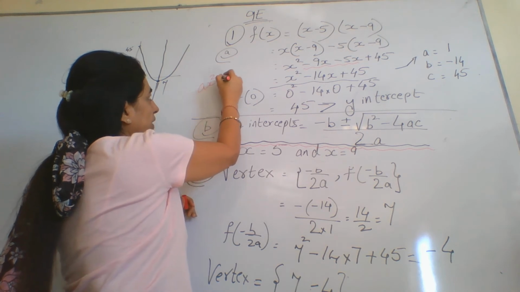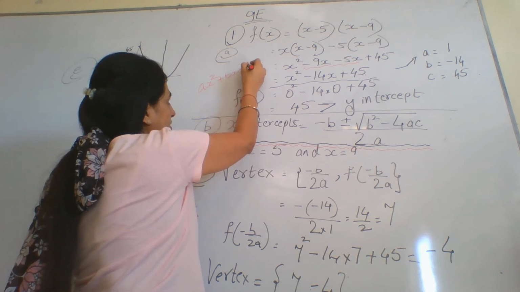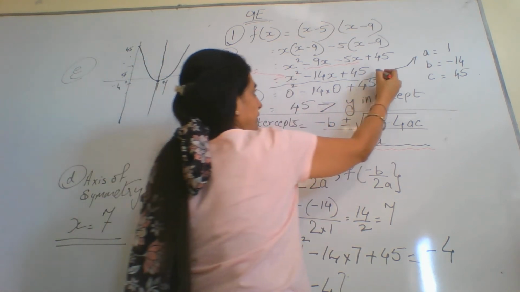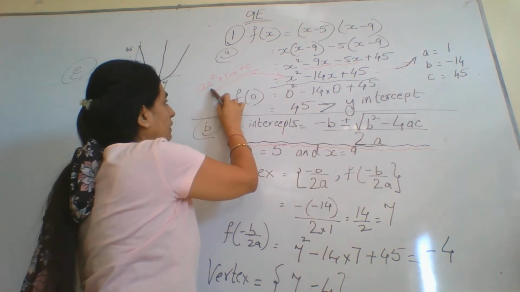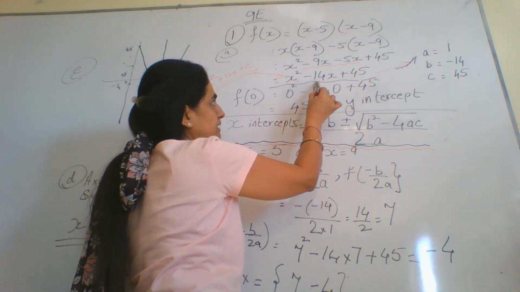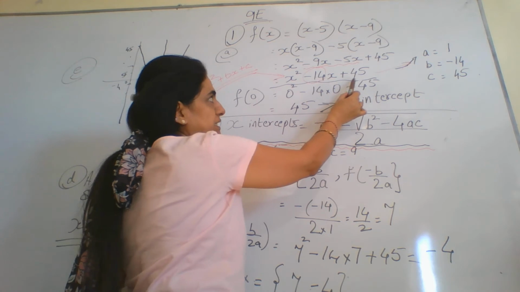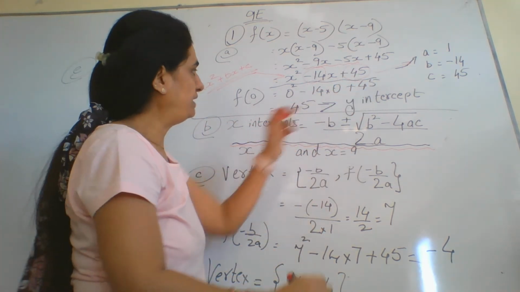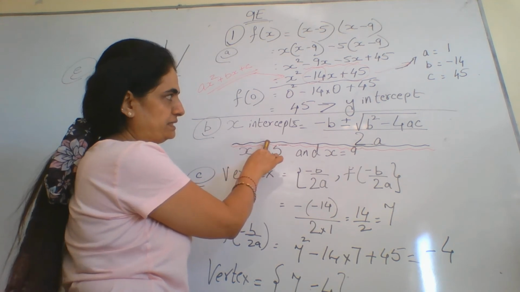Okay. Now, with this equation, since it is written in ax squared plus bx plus c, I know that the value of a here is 1, the value of b is minus 14, and c is 45.